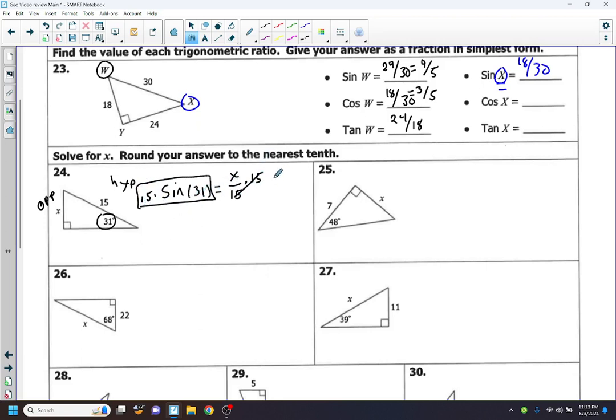Make sure your calculator is in degrees. During the final, I'm happy to walk around and check that for you. But it's going to be 15 times sine 31. You type it in a calculator, you'll get some answer.